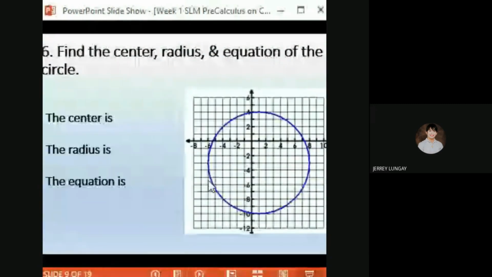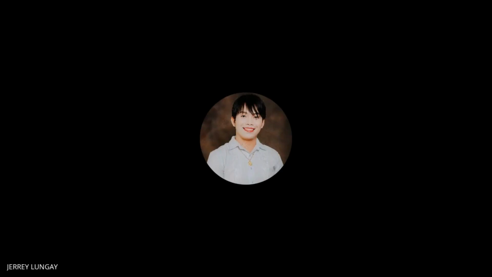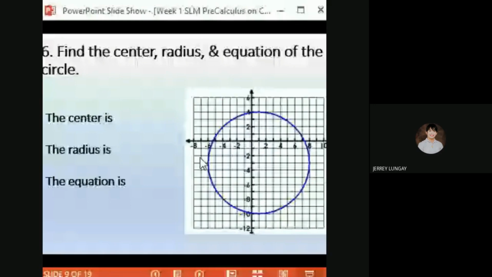How about this? How about example number 6? Find the center, radius, and equation of a circle. What is the center? The center of a circle. What is the center? 1 and 3. Correct. That is 1 and -3. Kizeya Michao. Okay, very good. That is 1 and -3.